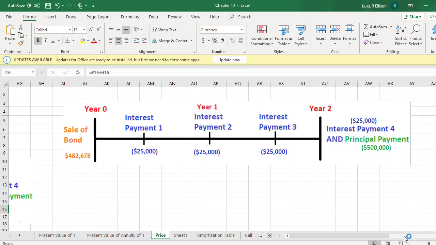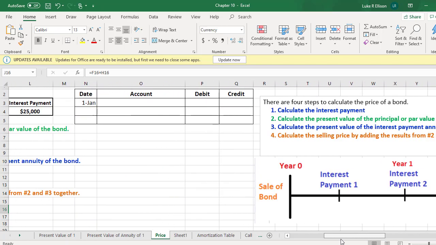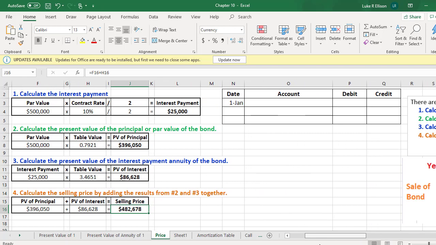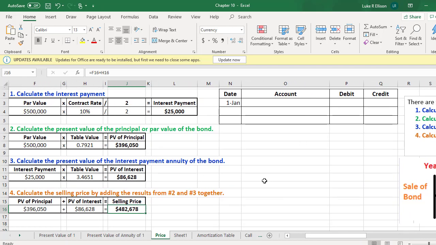Okay, we are ready for the journal entry. So let's scroll back over here, like this. So this is the journal entry for the issuance of the bonds. So for issuing the bonds, from the company's perspective, we know we're going to be getting cash equal to the selling price down here. So that's going to be a debit to cash for that amount. So debit cash for $482,678.